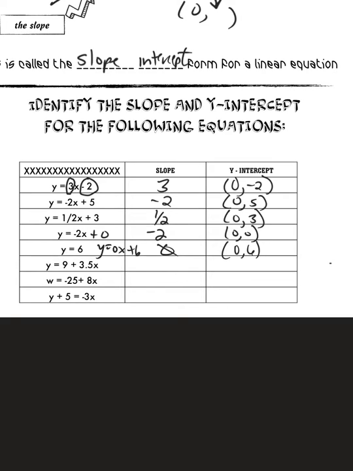The next one, your slope is 3.5. That's what's paired with the x. Your y-intercept is 0, 9. The next one, your slope is 8. Y-intercept is 0, negative 25. The last one is not even in slope-intercept form, but to put it in slope-intercept form, I would have to take 5 away from both sides. Now I have it in y equals mx plus b form. I can interpret that the slope is going to be negative 3, and the y-intercept is 0, negative 5.